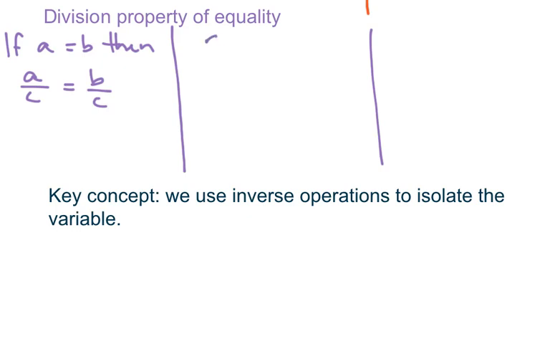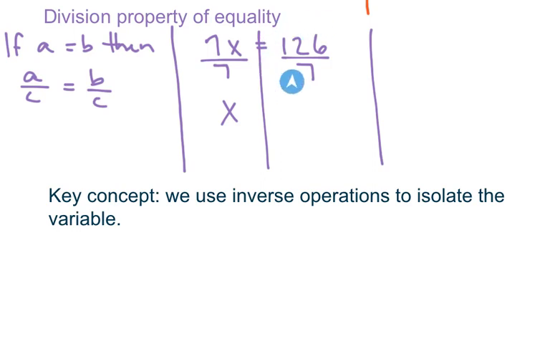If we have 7x equals 126, I want to get the x by itself, and since 7x means 7 times x, I have to use the inverse operation of multiplication, which is division. So I'm going to divide both sides by 7. Divide by 7 on both sides. Now 7 divided by 7 is 1. So here we have 1 times x, so that's simply x. So we have x left on this side, and then we have to work on 126 divided by 7.